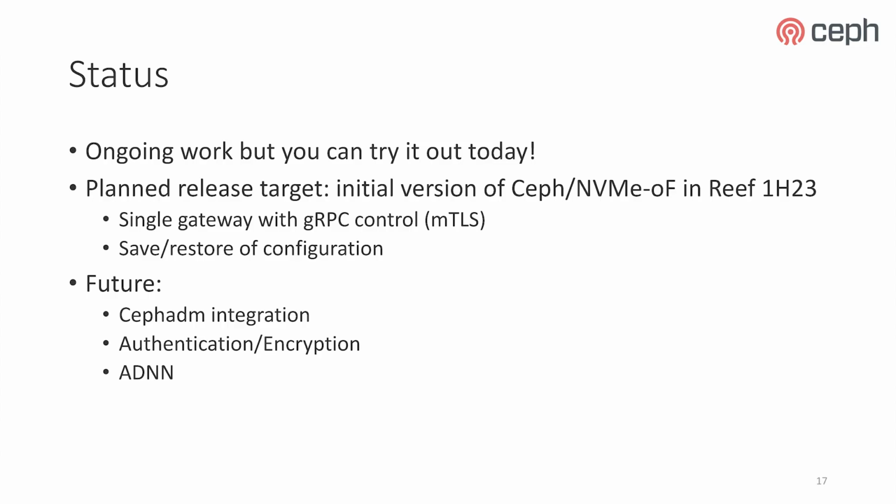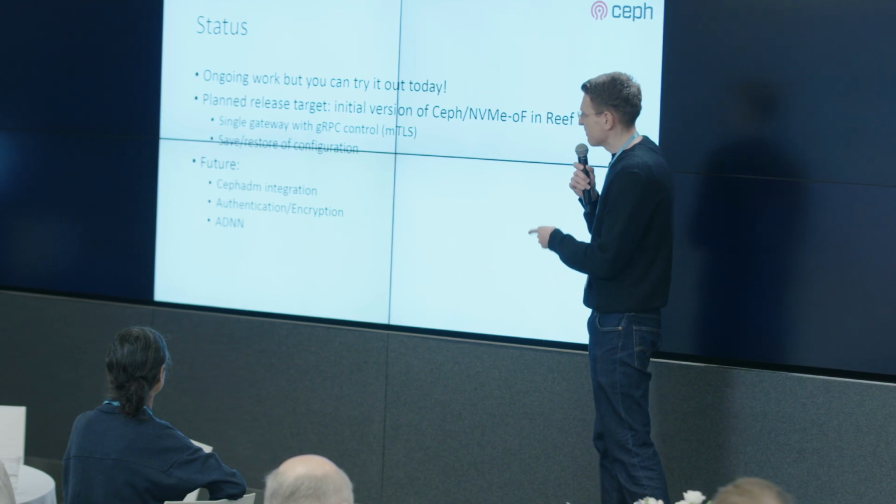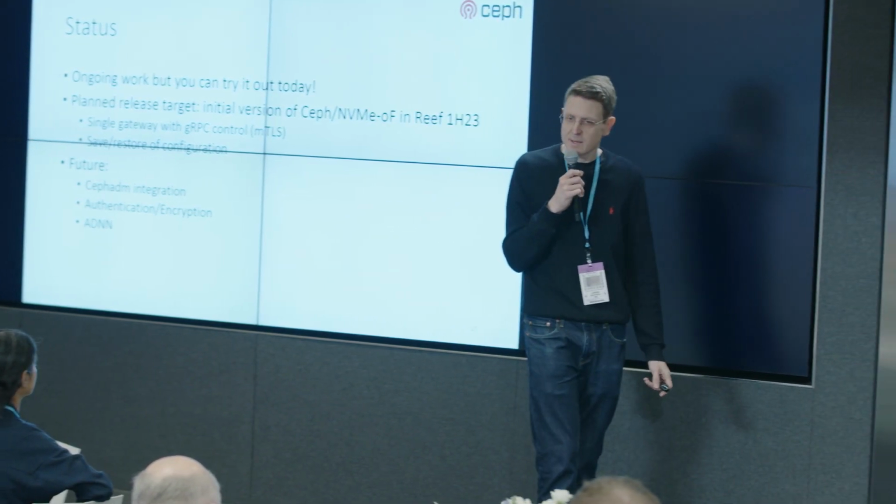So what we plan for now is to have a single gateway with the gRPC control, and we will have the CLI, we will have the save and restore configuration, but we will not have yet the multi-gateway stuff. It just needs a bit more testing to refine. And for the future, besides the stuff that I talked about, discovery and so on, we are also working on Ceph ADM integration. So I think for iSCSI, it's already there. You can basically say, hey, give me an iSCSI gateway on this node, and we want something similar for NVMeoF.